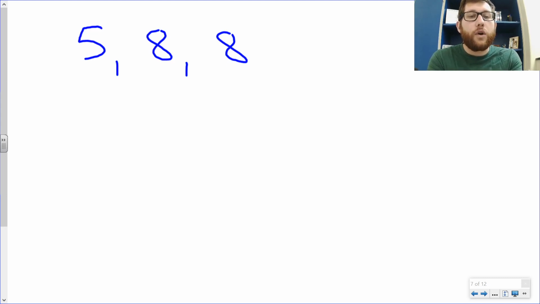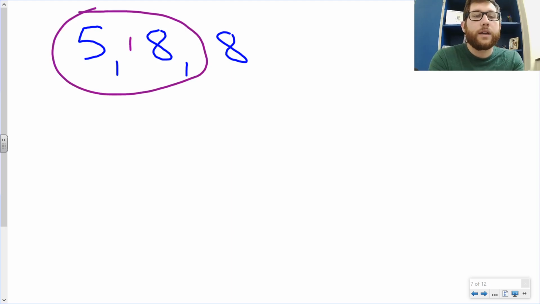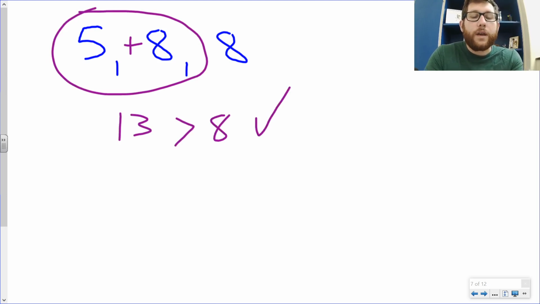All right, so I've got 5. What should I add it with? Well, it doesn't matter which 8 I add it with, right? I'm just going to add these together, so this comes out to 13. 13 is bigger than 8. That checks out. That works.